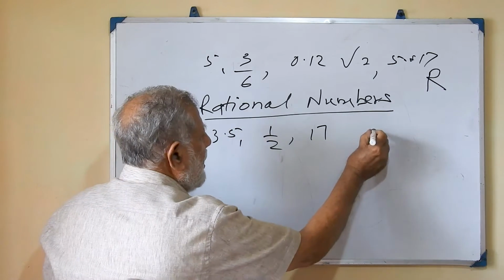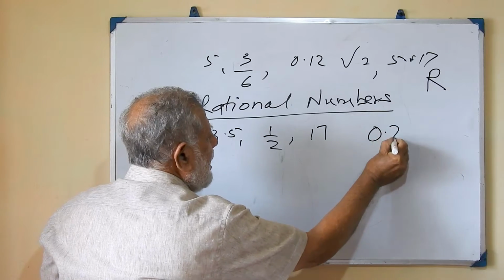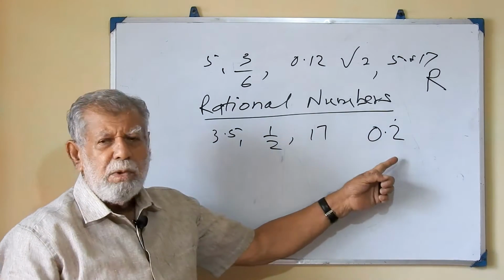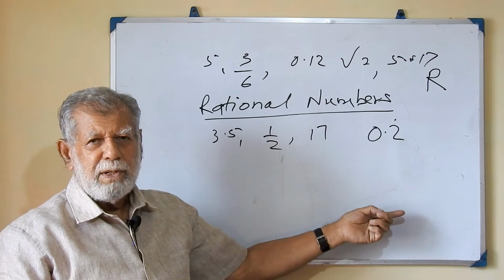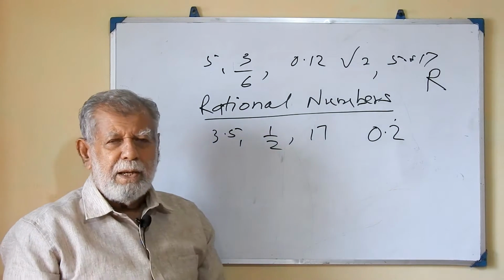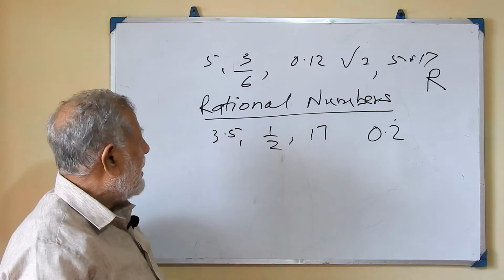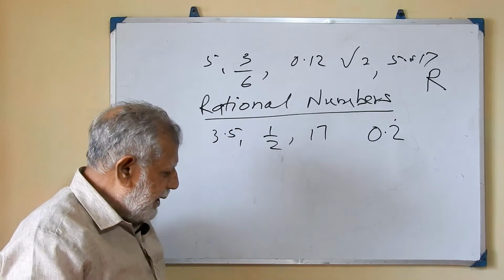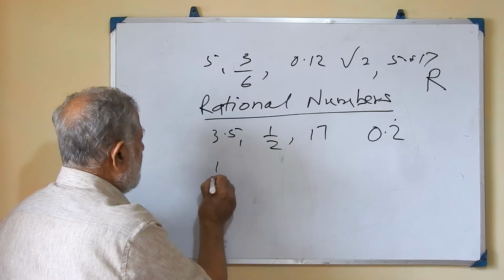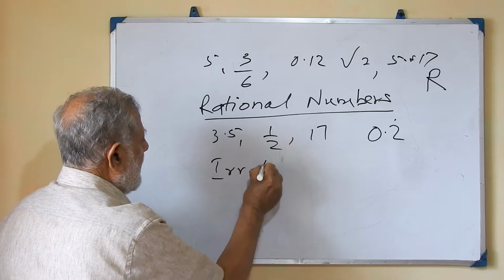Now recurring decimal also is a rational number. Why? Because we can convert this to a fraction without any difficulty. So whatever number you can reduce to a fraction is called a rational number. Then we have another type of number called irrational numbers.